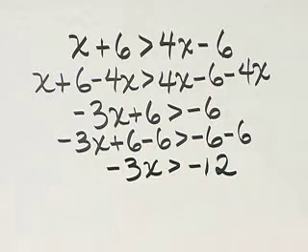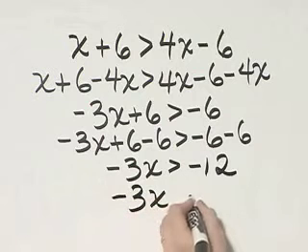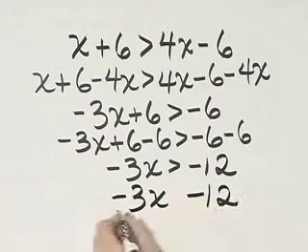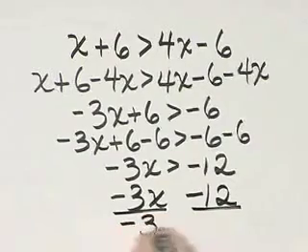And how do I finish solving? Let me write this down again and be very, very careful, because I'm going to divide both sides by the coefficient of x, which is negative 3.